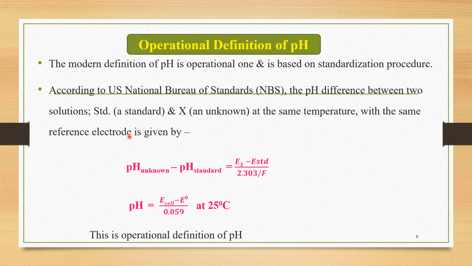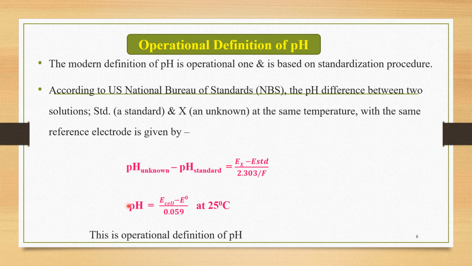Under that situation, the pH is given as pH of unknown solution minus pH of standard solution is equal to E of X minus E of standard divided by 2.303 upon F. Here, E of X stands for the potential for the unknown solution, E standard stands for the potential for the standard solution, divided by 2.303 upon F. F stands for Faraday, that is the amount of electricity passed through the solution.